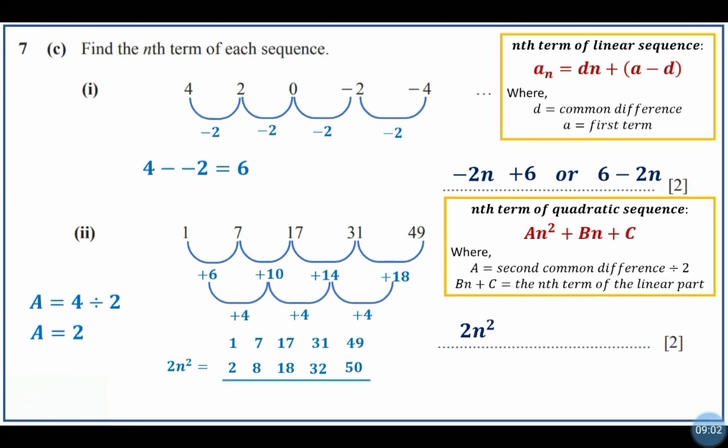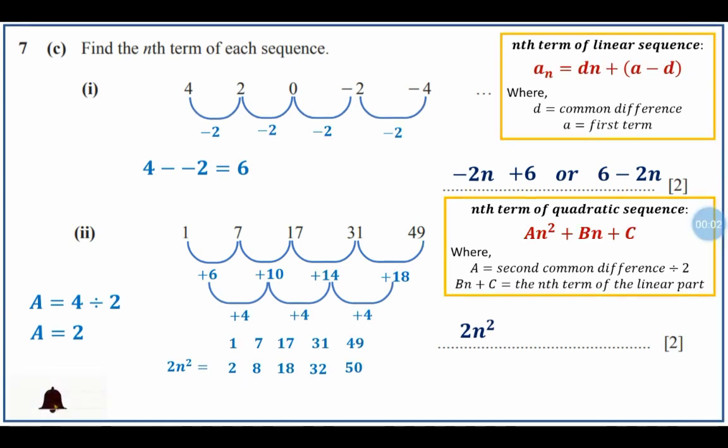After that, I will just subtract the original sequence by the sequence made by 2n squared. So I'll just subtract. 1 minus 2 is negative 1. 7 minus 8 is negative 1. 17 minus 18 is negative 1. 31 minus 32 is negative 1. 49 minus 50 is negative 1 as well.